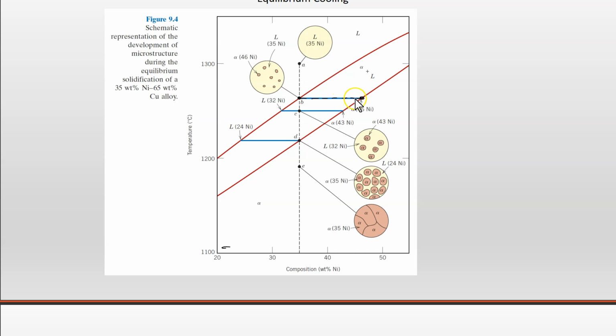If we draw a horizontal line that encompasses the nominal composition, I'll go into more detail on that, then we can see the two compositions of each phase that are in equilibrium. So we can see here we have liquid of 35 weight percent nickel in equilibrium with alpha of 46%. If we drew a vertical line all the way down and hit this, we will see that that is 46.